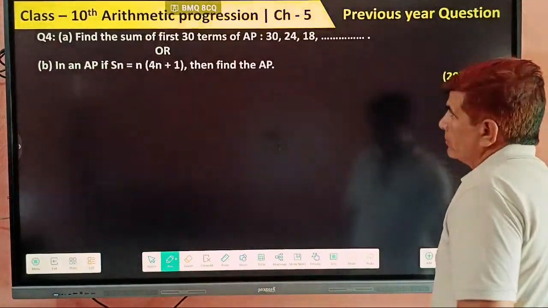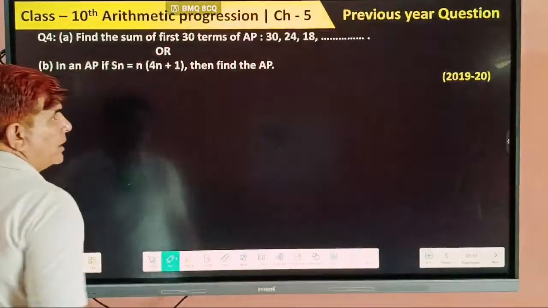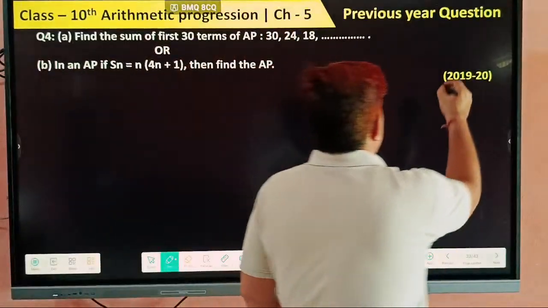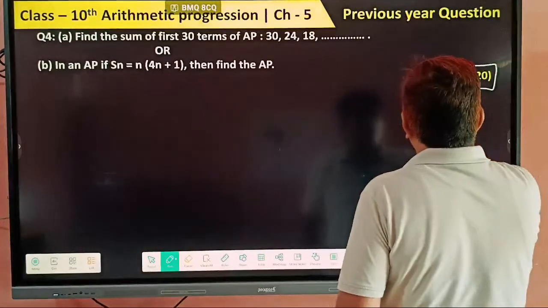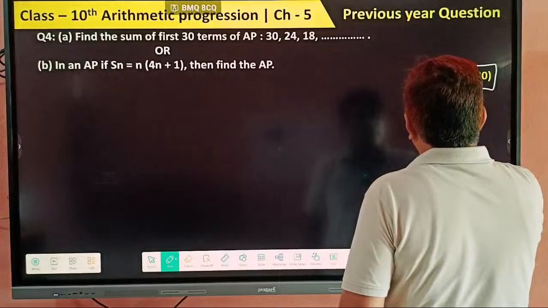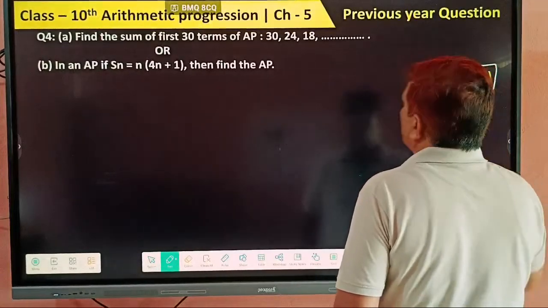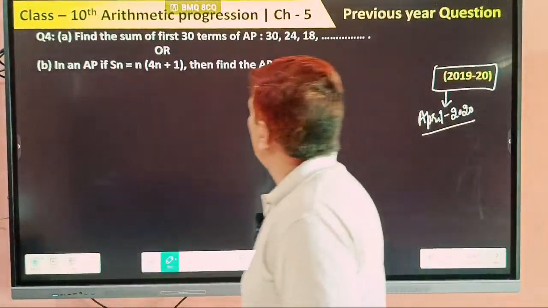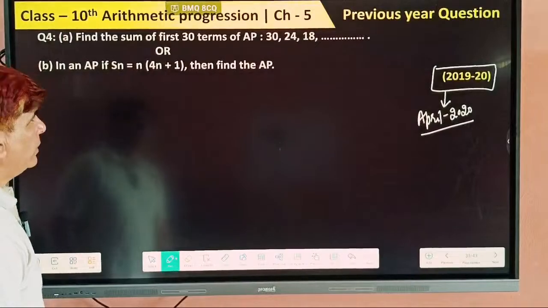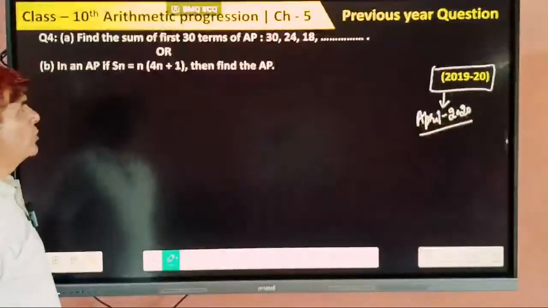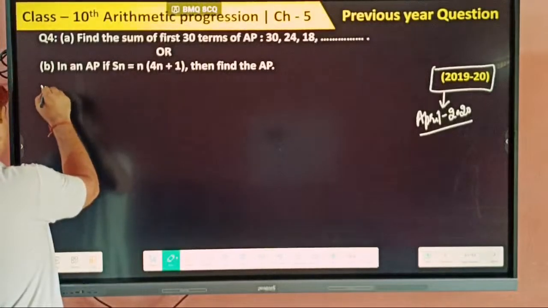Next. I told you each and every one, but we can revise. This also came the same year, in the session, April 2020. Find the sum of first 30 terms of an AP. You have to find the first 30 terms of the AP. So first we can write the fourth question, A part.